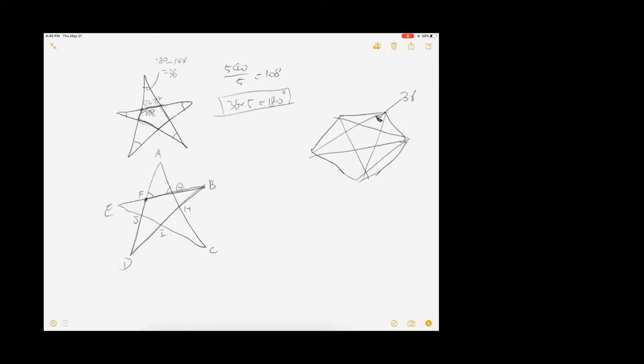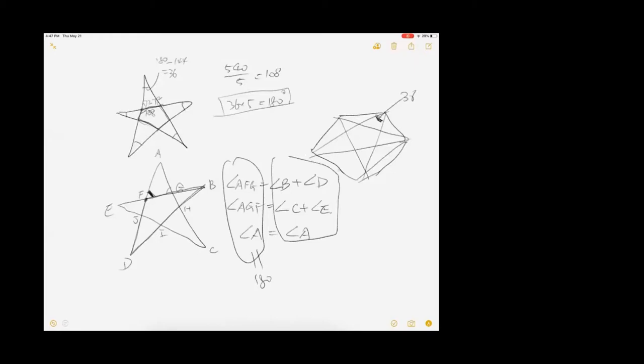Yeah. Okay, so then AFG equals what? AFG equals GBD plus FDB, which equals angle B plus angle D, right? Yeah. And then AGF equals angle C plus angle E. Very good. And then since AFG is a triangle, the total of its angle measures is 180. Okay, so I just found everything to be 180. Very good. So this is a more generous solution. Very good.